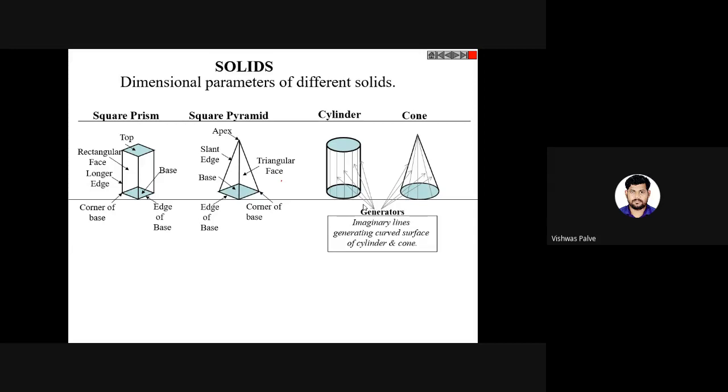We can divide the cylinder into 8 parts, 12 parts, 16 parts, n number of parts, and this is just an imaginary line. Whereas in case of prism as well as pyramid, we get the corners. Edges are there, the longer edges are there, and here the slant edges are there. Whereas in case of cylinder and cone, there are no edges, but there are generators, because in the question they will say that the object is resting on one of its generators. So in that case, we have to draw these generators.